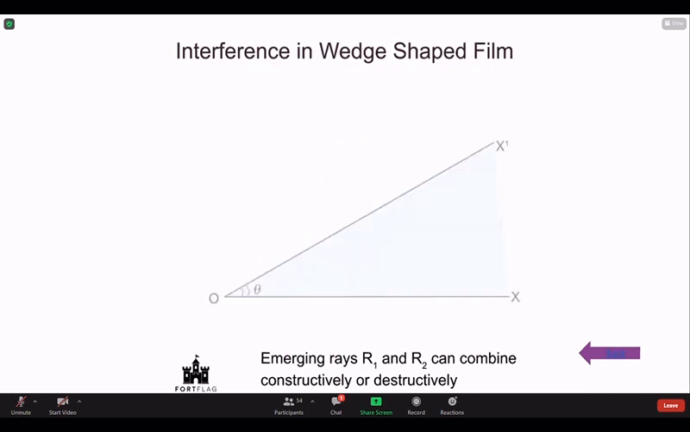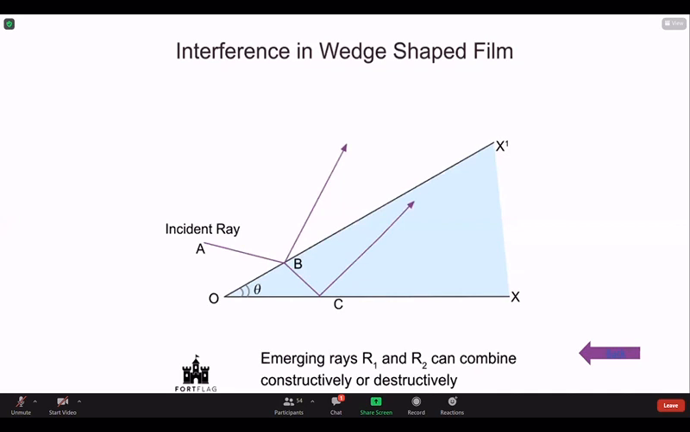I hope you have understood this figure. Here the only difference is that instead of a thin film, the thickness of the film is changing with respect to the distance at an angle theta. So that makes things slightly different than earlier.